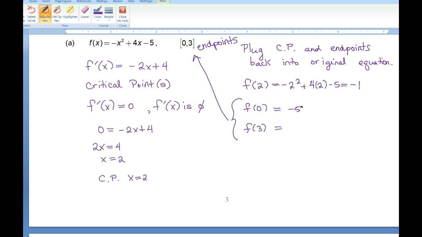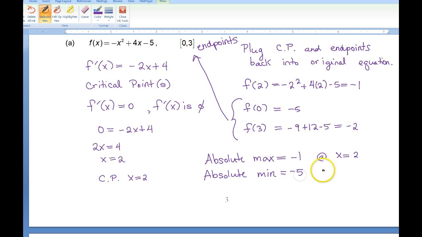All right, what about f of 3? So then that's the same idea. So it's minus 9 plus 12 minus 5. So negative 2. Okay, so my absolute max is equal to negative 1, and just so we know, that's at x equals 2. And then the absolute minimum is going to be negative 5 at x equals 0.